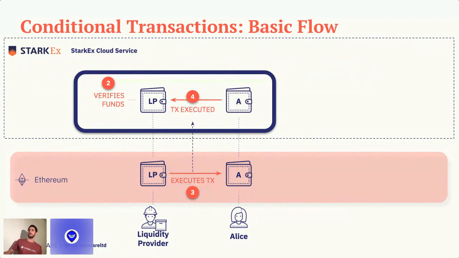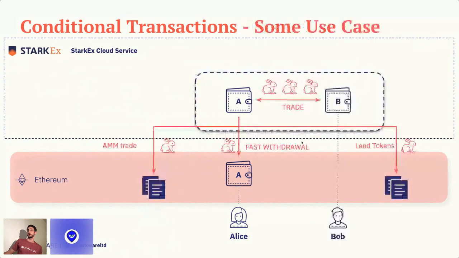Right. So what we achieve here is a fast and trustless exit for Alice, but we can also expand it. This is just for comparison, but what we just described is Alice withdrawing funds to her account on chain. But we can also do the condition on a much more complicated Ethereum transaction, for example, an AMM trade, or lending tokens to Compound, for example.